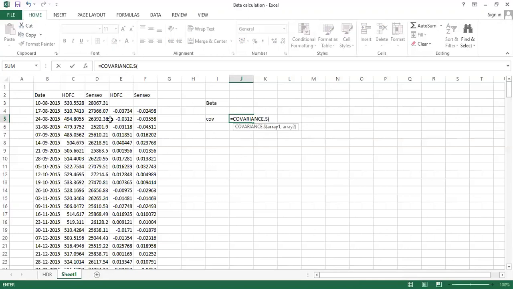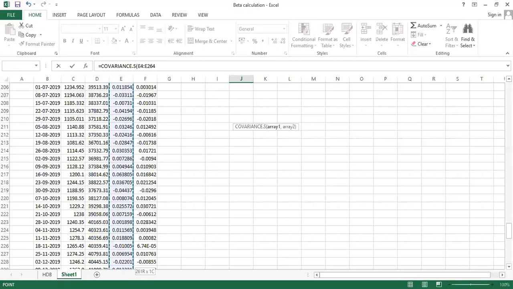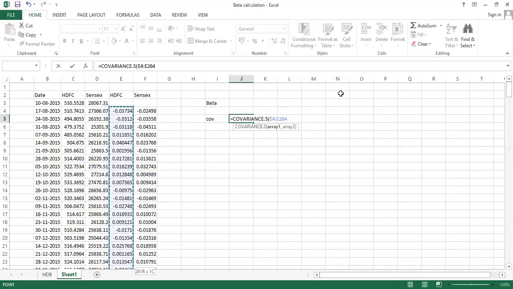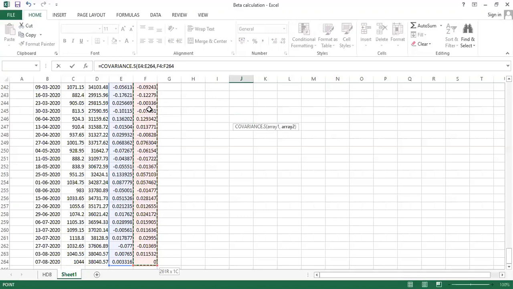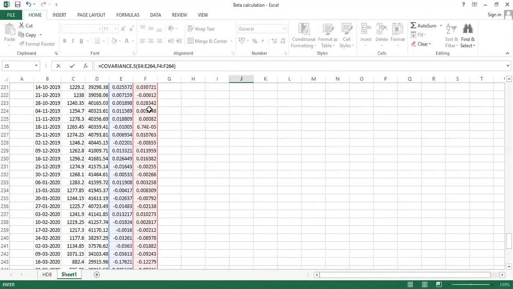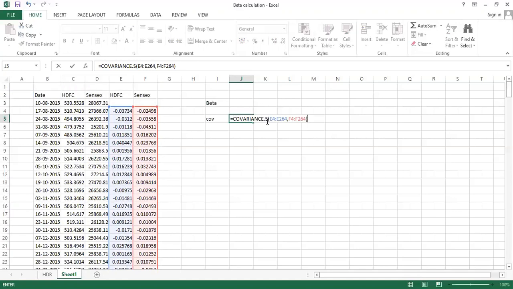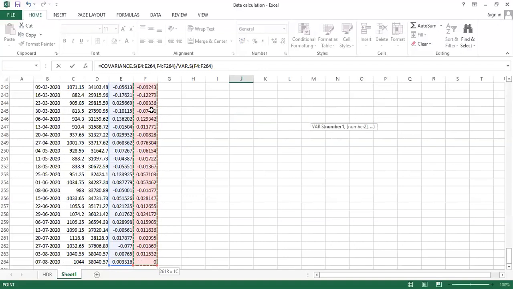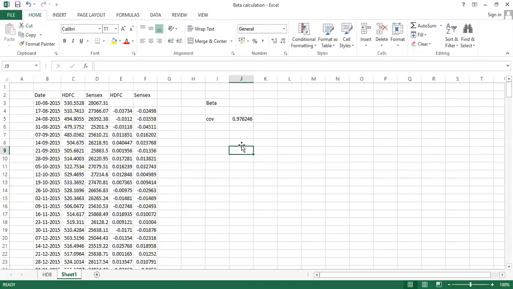So covariance of HDFC and Sensex. And if we close it, this is going to give us the numerator, divided by the variance, again sample, of Sensex. If we close and press enter, we're going to get the beta number, which is 0.97. So this is the statistical method.